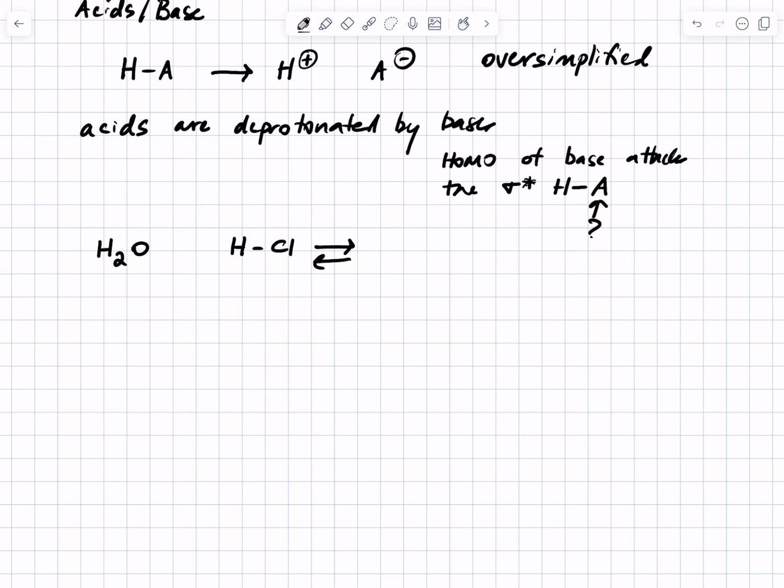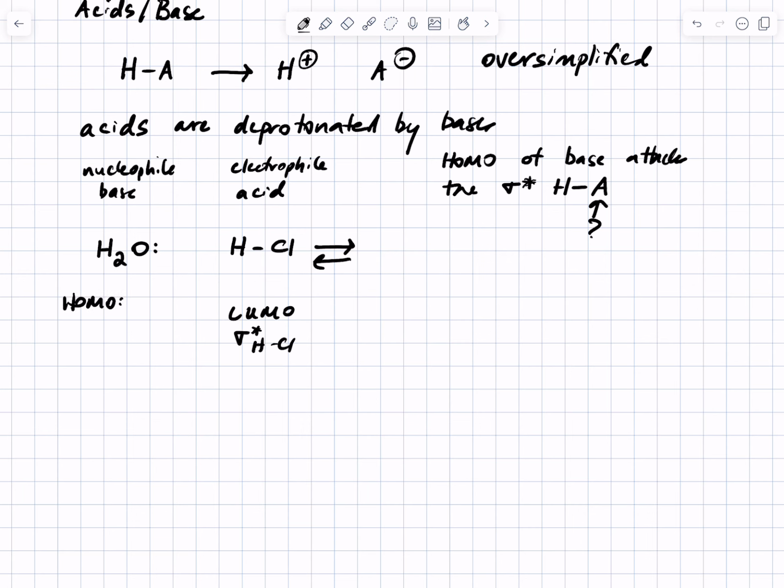I'm going to use an equilibrium arrow. If HCl is the acid, or the electrophile, what is the relevant LUMO of HCl? Yeah, that hydrogen chloride sigma star. We won't draw it today because you drew it last week. You know that that's a lobe on the hydrogen right about here. What's the HOMO of the base or the nucleophile, which is in this case water?